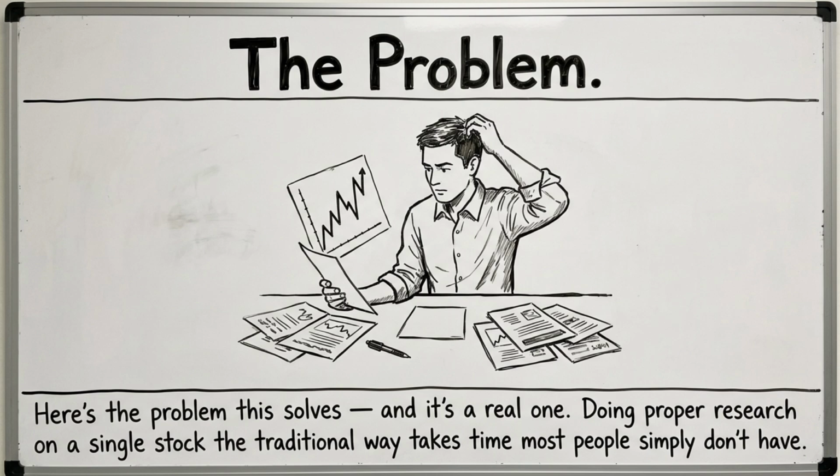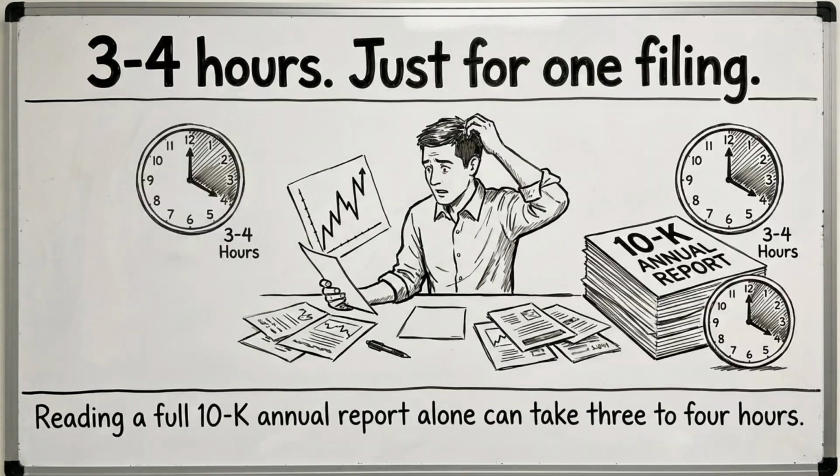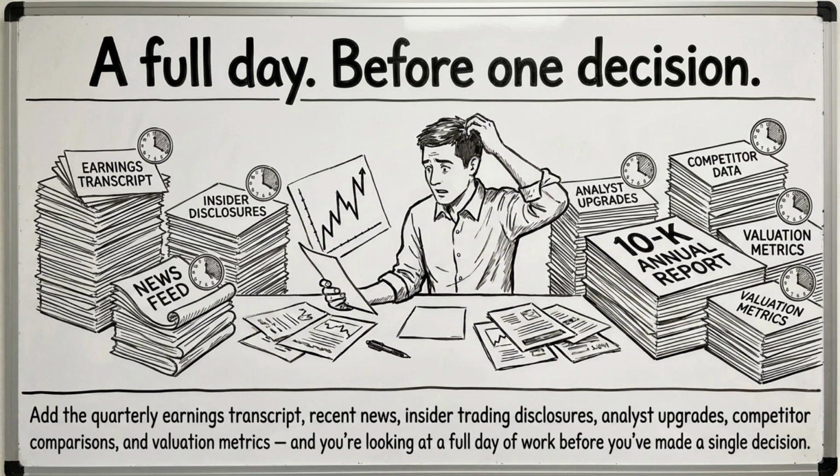Doing proper research on a single stock the traditional way takes time most people simply don't have. Reading a full 10K annual report alone can take 3 to 4 hours. Add the quarterly earnings transcript, recent news, insider trading disclosures, analyst upgrades, competitor comparisons, and valuation metrics, and you're looking at a full day of work before you've made a single decision.